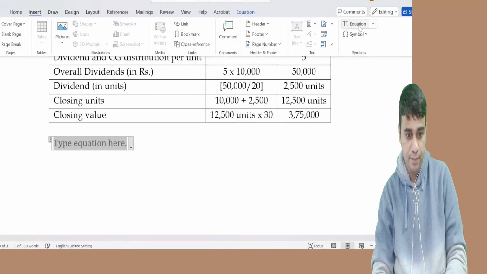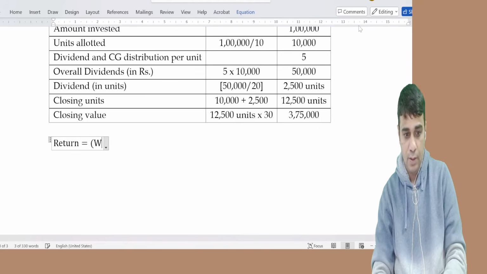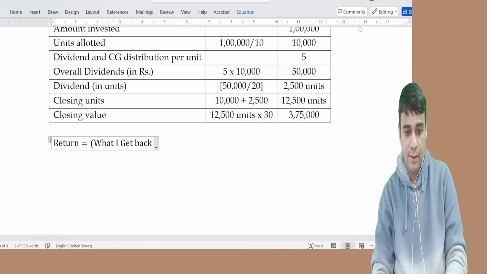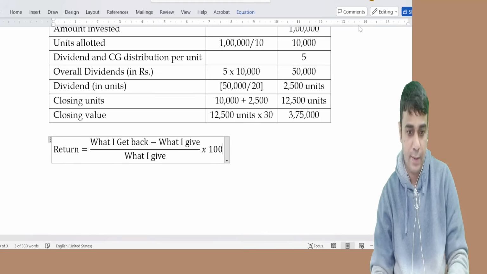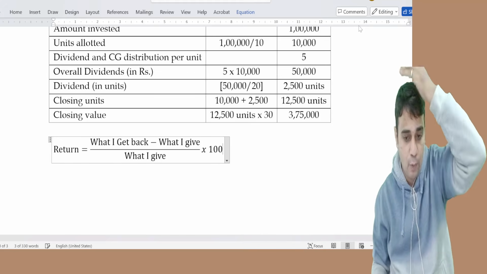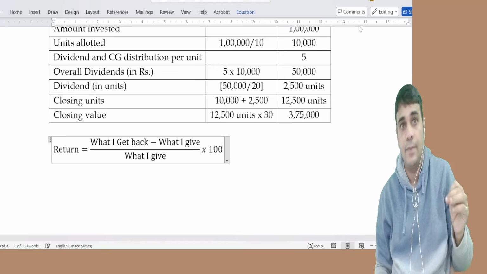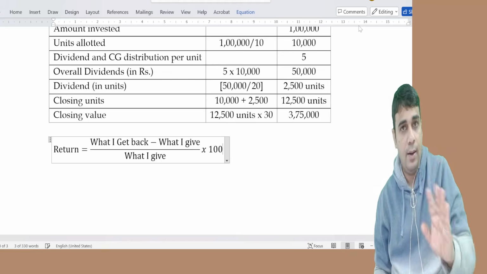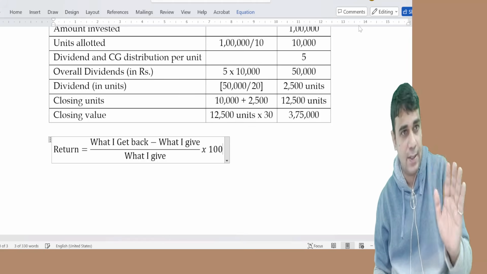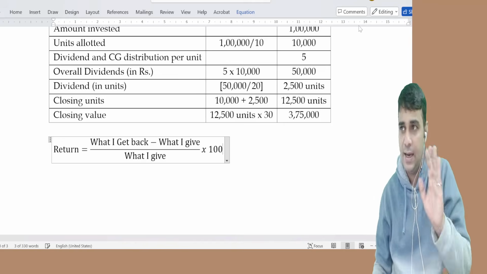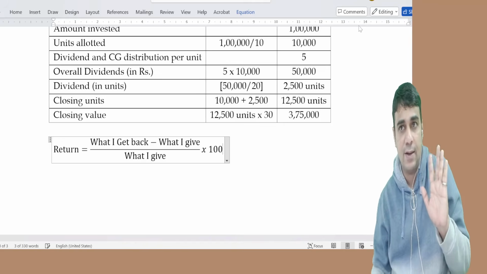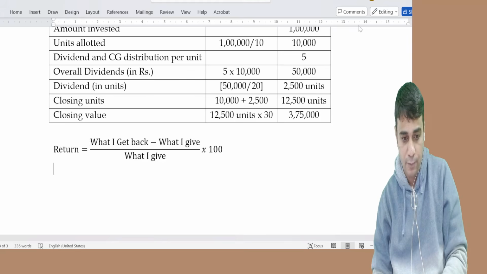Return is equal to what I get back minus what I give, divided by what I give, into 100. In the exam, obviously, please don't write this. This is just for your understanding, because let's make the formula very simple rather than giving some technical names. This is easy to understand. Any doubts on this?